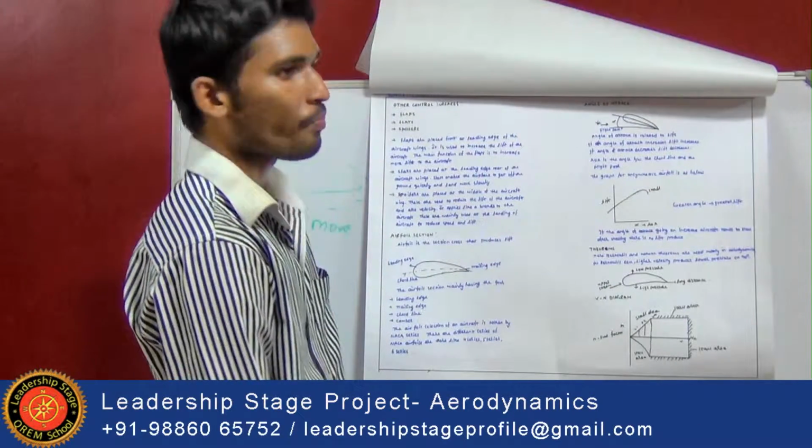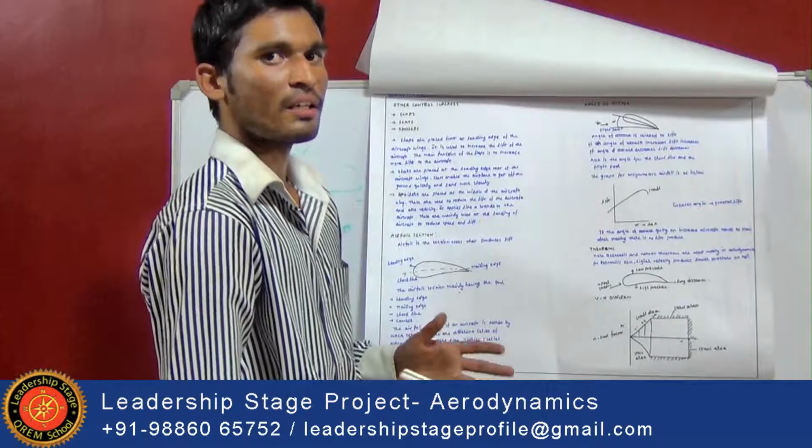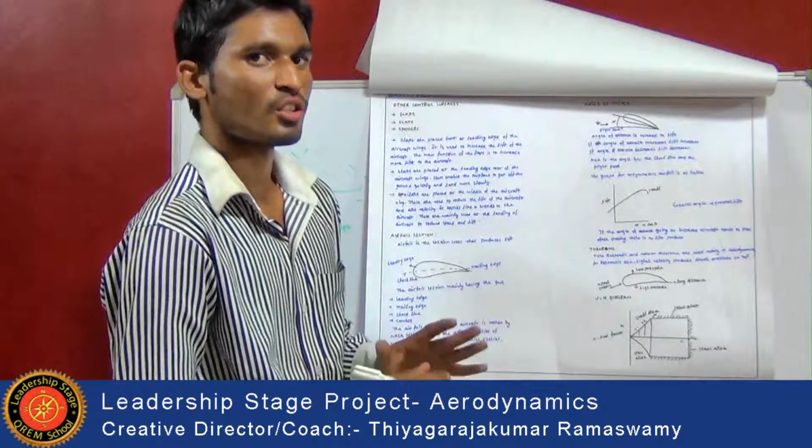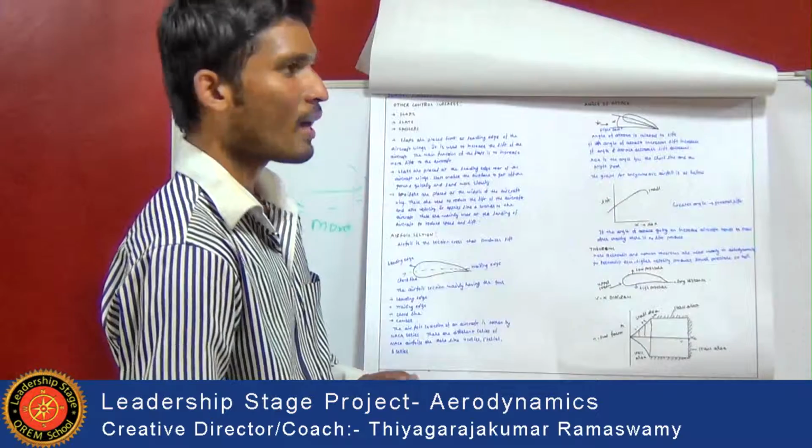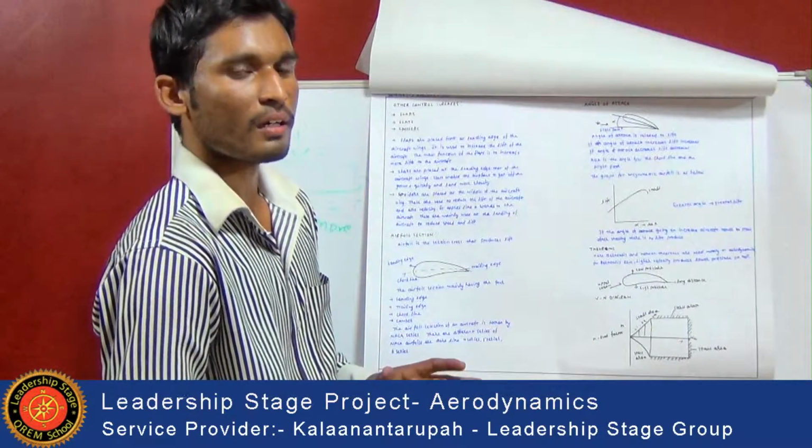First of all, what is stall? In a particular condition, the aircraft cannot fly steadily or safely. It is called a stall region. At that condition, lift and drag cannot be produced.